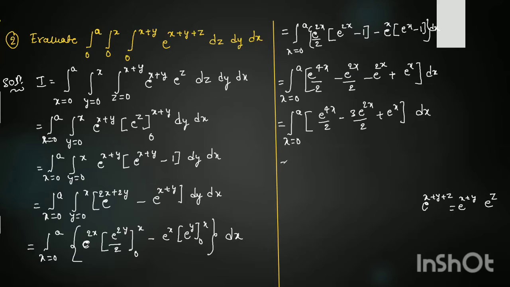Now you can integrate. What is the integration of e to the power 4x, guys? e to the power 4x by 4. Yeah, 2 into 4 because already we have 2. So 4 is here. Minus 3 by 2 already we have. The integration of e to the power 2x is e to the power 2x by 2, plus e to the power x is e to the power x, and limits are 0 to a. Now apply the limits and tell me what is the answer.